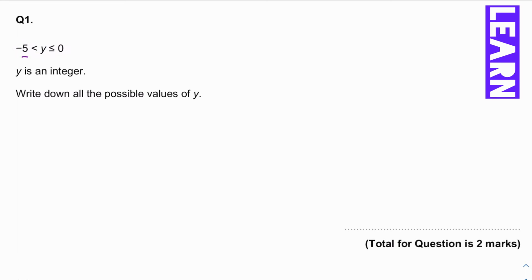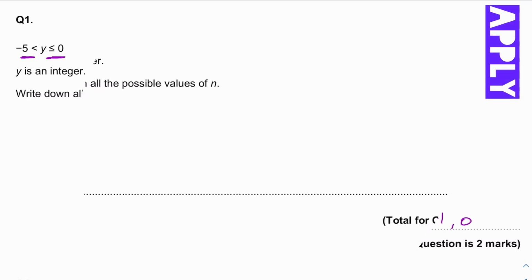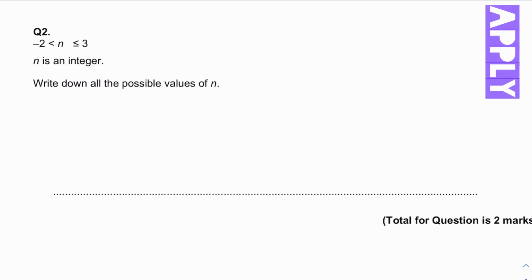Because this one is not equal to, we cannot include -5. So therefore we've got -4, -3, -2, -1 and 0. The reason we can include 0 is because this inequality here has got that equals to sign. So they are all my possible values of y. So pause the video now if you'd like to have a go at this question by yourself.